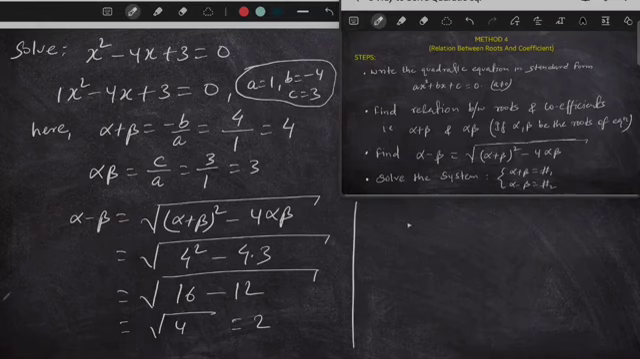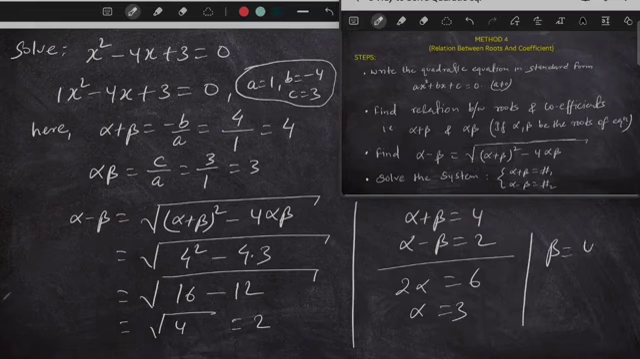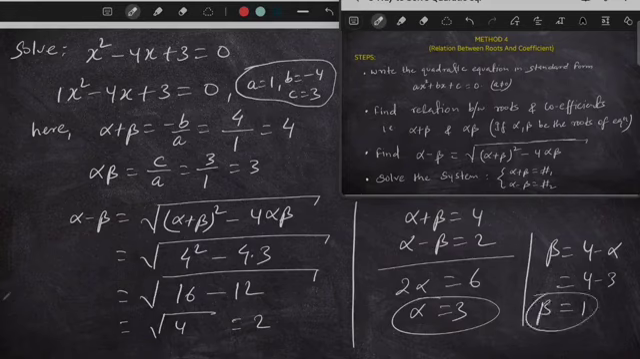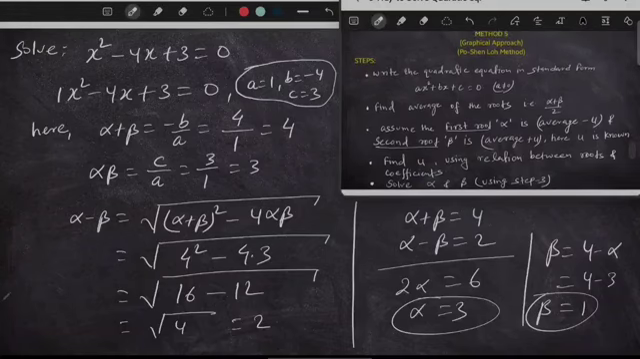Here alpha plus beta is 4 and alpha minus beta is 2. Then solve the system. Alpha plus beta is 4 and alpha minus beta is 2. So 2 alpha is 6. So alpha is 3. If alpha is 3, then beta is 4 minus alpha, that is 4 minus 3 is 1. So again 1 and 3 is the answer. Now the last method, the graphical approach.